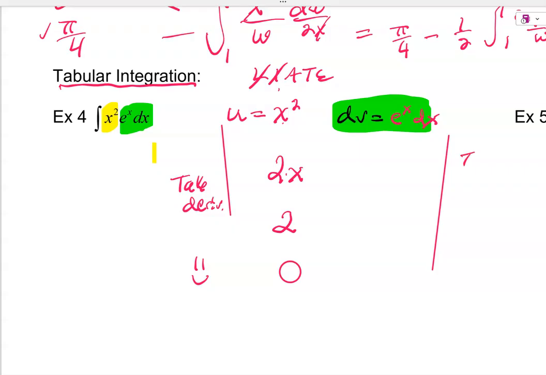But now what? Here we're going to take antiderivatives. And what's the antiderivative of e to the x? Oh, thank goodness, e to the x. What's the next one? E to the x. Keep doing antiderivatives. So when you can do both, select a u term and take consecutive derivatives and get 0.